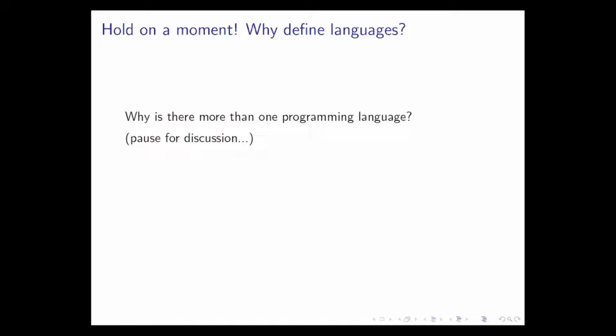Now, if this weren't a video, we would now have a class discussion about it, and we may yet in a live session, but I just invite you now to pause the video and have a think for yourself. Why is there more than one programming language in the world? Are you back?